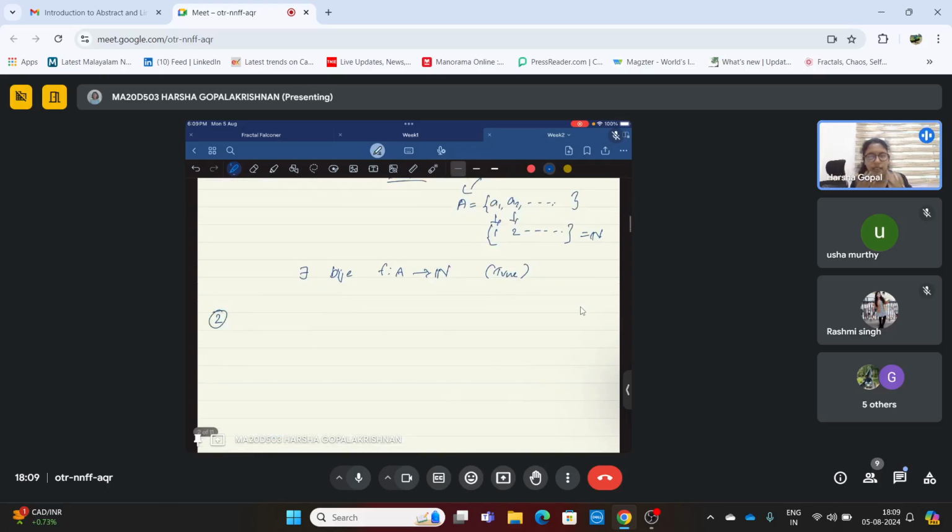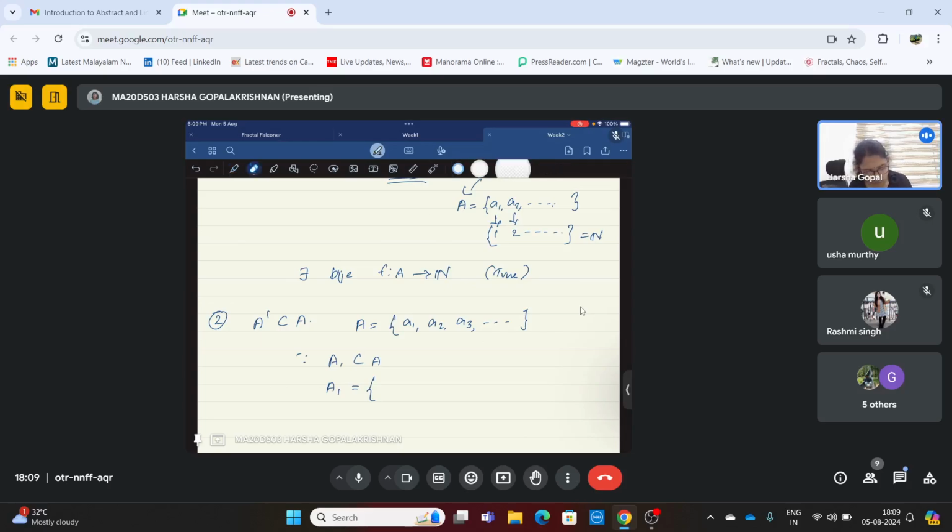Now let us see how exactly it is coming. We have A dash is a subset of A, and also A is countable. Since A is countable, we have some listing A1, A2, A3, etc. That means A1 corresponds to the natural number 1, A2 corresponds to 2, like that. So we can list the elements of A like this. Out of that, since A dash is a subset of A, we can extract the elements. Maybe A1 can be in A dash, we don't know. Okay, not A1, it is A dash, sorry.